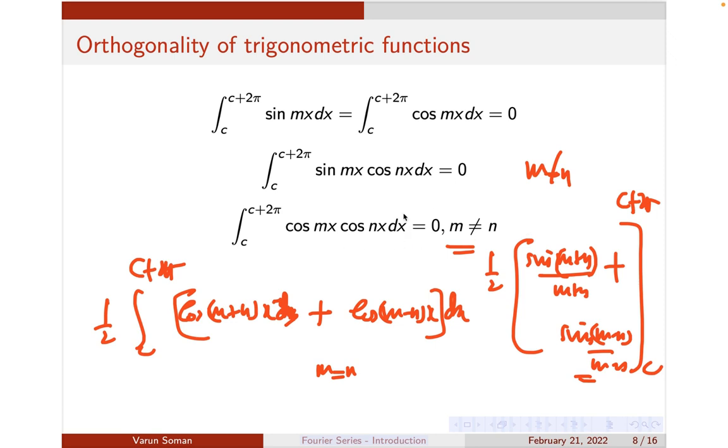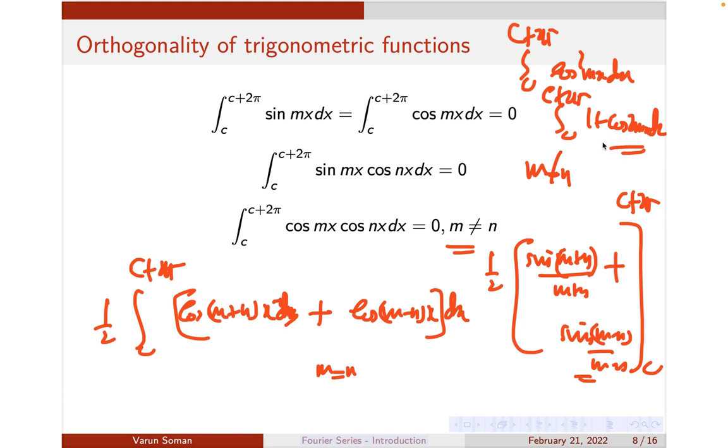Suppose your m is equal to n, this will become integral c to c plus 2 pi cos square mx dx. Okay, so the value of that, you can use the familiar trigonometric identity, integral c to c plus 2 pi (1 plus cos 2mx) by 2 dx, and you can integrate this. Okay, that is you are using the formula of cos square theta, which is (1 plus cos 2 theta) by 2. That also you can evaluate.